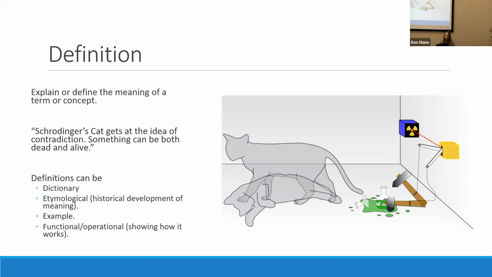You might give an example of the thing. So you might show us how relativity is at play, like two people driving in a car, or you might show us how something is working, showing us how to make a sunny side up egg and saying, this is a sunny side up egg.